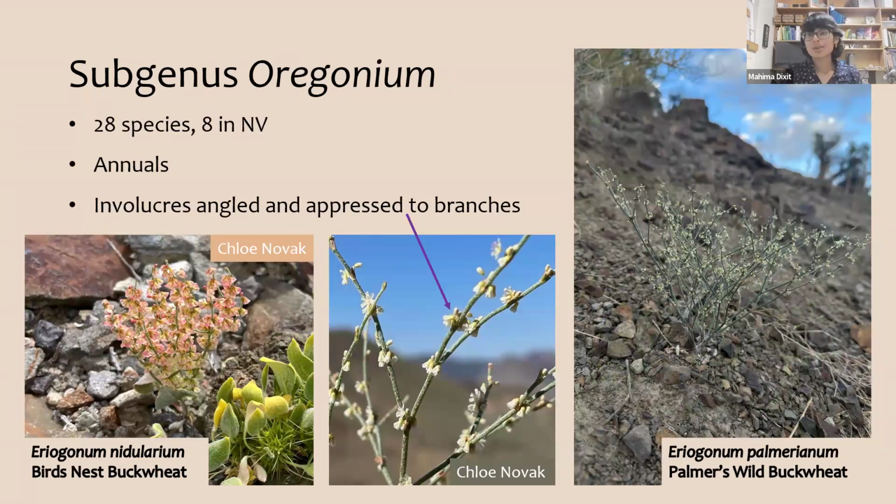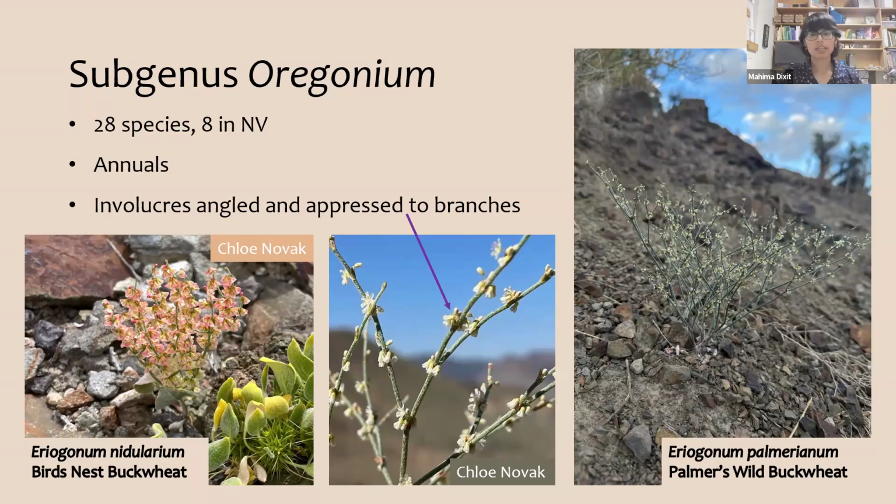The next subgenus is Eriogonum, and contrasting that with Oligogonum, these guys are all annual, so species that live for just 1 year. There are 28 species, and 8 of them are found in Nevada. None of them, as far as I know, are endemic to the state, but if anyone knows otherwise, please let me know. Another feature that ties this group together is that their involucres, or the fused leaves that form this cup-like structure, are at an angle and appressed to the branches. So in a way, they're fused up against it.